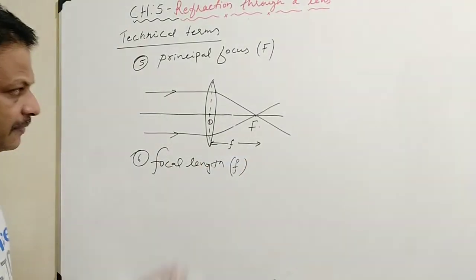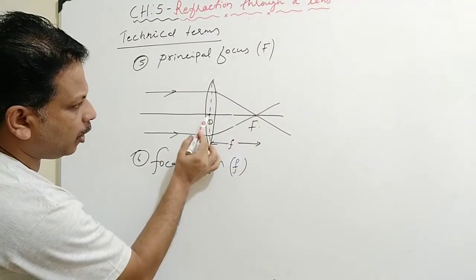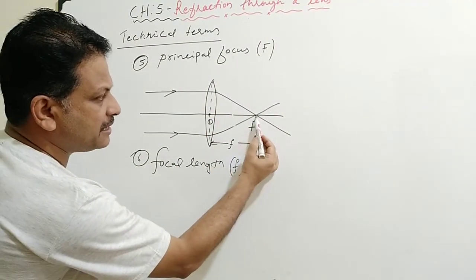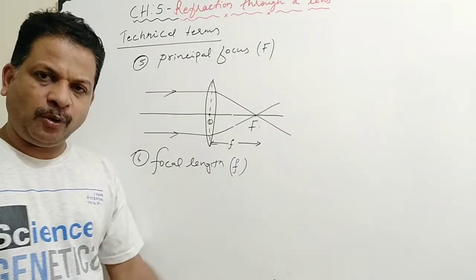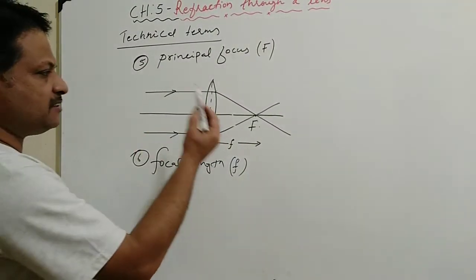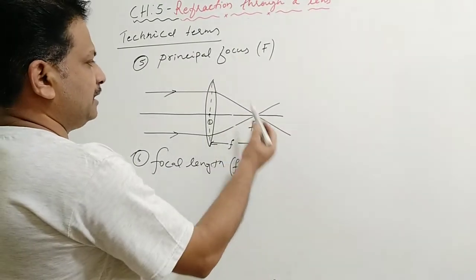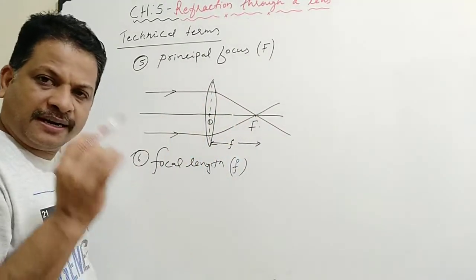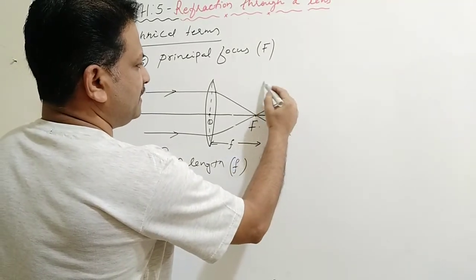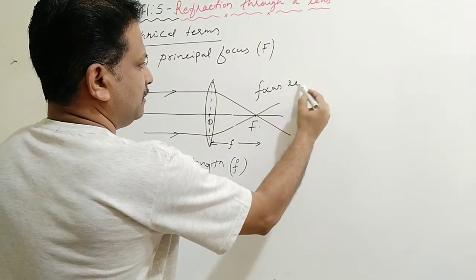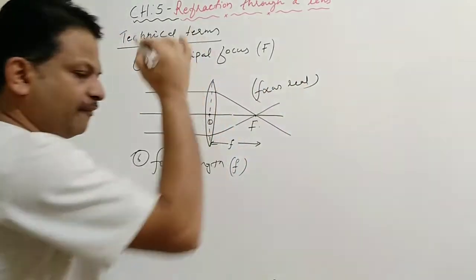What is focal length? The linear distance between optical center and the principal focus. We call it focal length, represented by the letter small f. Clear? So in case of a convex lens, the principal focus, or simply the focus, is real.